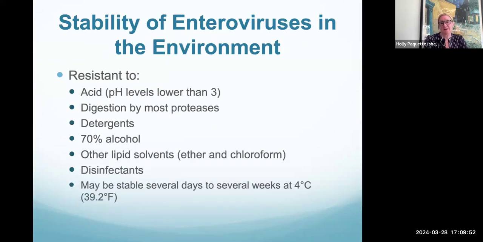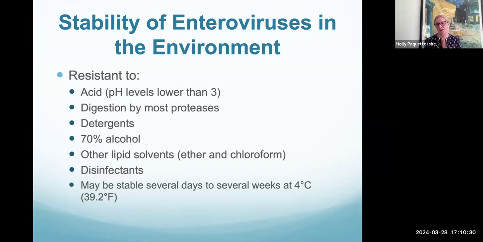So as I said, the stability of enteroviruses in the environment, they have this ability to be resistant to many things. And again, they're not enveloped, which makes them a little bit hardier of a virus. One of the things I said is that they can withstand acidic conditions, even pHs that are lower than 3. We think of a pH of 7 as being neutral, so this would be quite acidic. They can resist digestion by most proteases. Often the human body will produce proteases that would be found in the oral cavity, and they can actually be resistant to that.